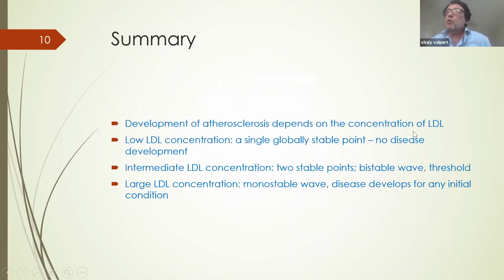And the conclusion of this study of atherosclerosis with this reaction diffusion model is that its development is determined by the concentration of low density lipoproteins. If this concentration is low, then we have just a single globally stable point. There's no disease. In the intermediate case, we have two stable points and this bistable wave. And if the concentration is high, then we have the monostable wave, and disease will necessarily develop.